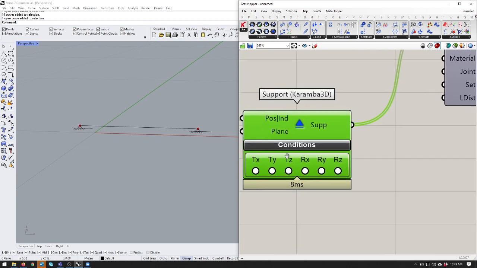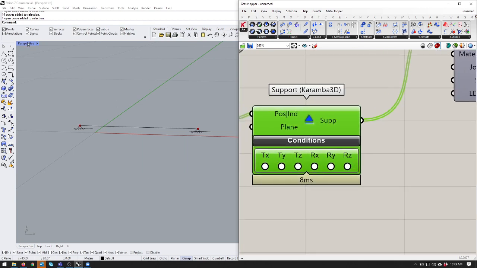So T stands for translation. That means if I have these off, then the translation is unlocked. So these points in the system are allowed to move freely in the X direction, in the Y direction, and they're also allowed to move freely in the Z direction. And R stands for rotation. So they're allowed to rotate in the X-axis, in the Y-axis, and in the Z-axis. So with all of these off, it's almost like we don't have supports at all.